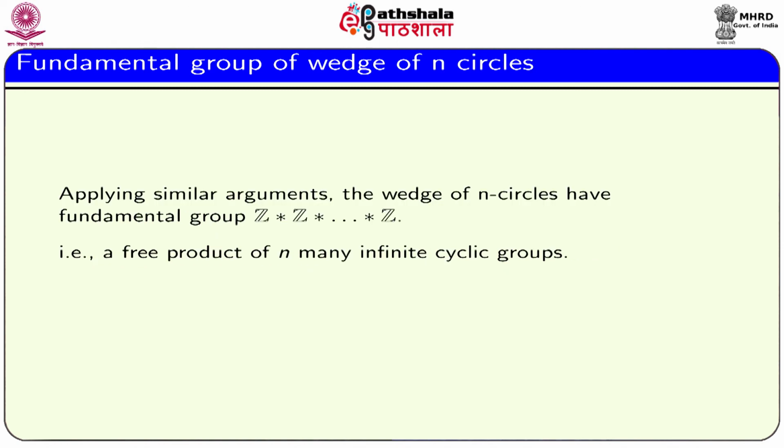Applying a similar argument, the wedge of n circles has fundamental group Z star Z star Z and so on; there should be n components. That is a free product of n many infinite cyclic groups. Hence, it is a free group on n generators. What we mean by the wedge of n circles is that n many circles are joined at a single point.